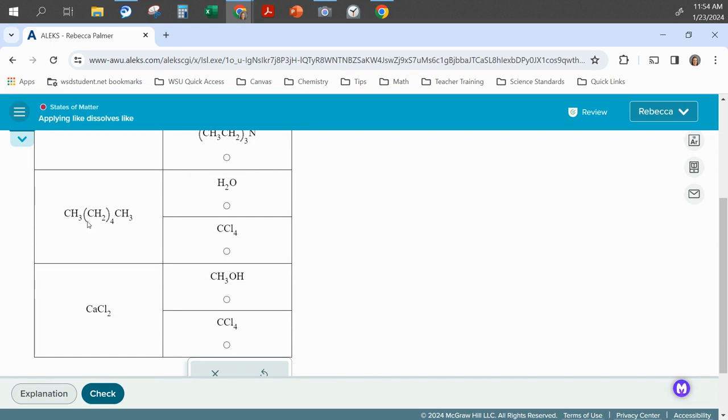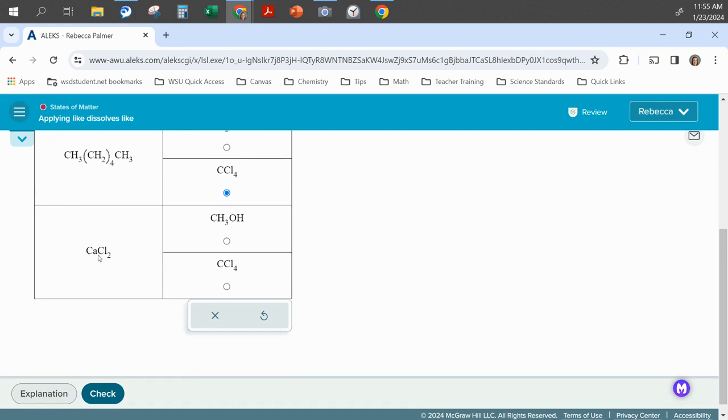Next one. This one is a long carbon chain. This one has 1 + 4 + 1. This one's hexane. We have 6 carbons. This one's nonpolar. If I have a long chain of carbons, that's nonpolar. I'm looking for something that's nonpolar. Carbon tetrachloride is nonpolar. It's going to be the best solvent for that.